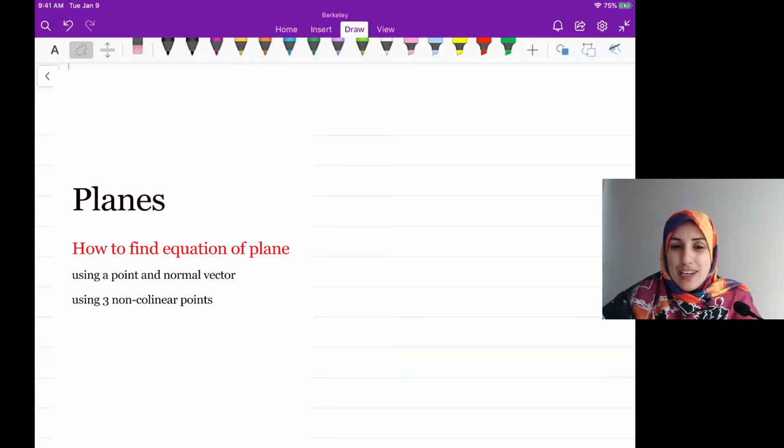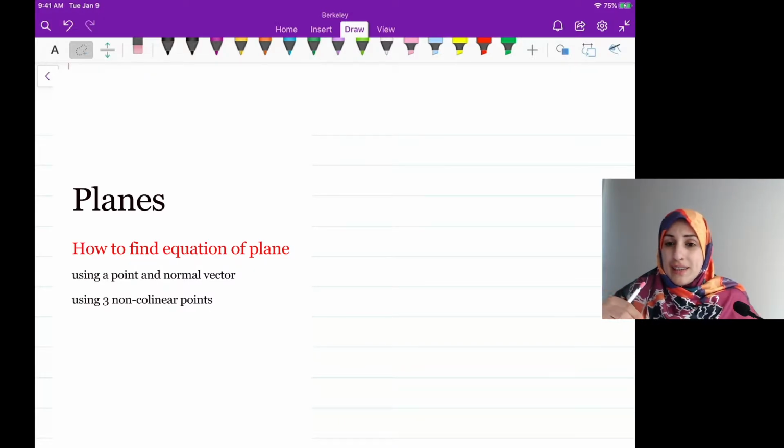This is part of the lecture for multivariable calculus, and we are going to talk about planes. How to find equations of planes when we have a point and the normal vector, meaning a vector perpendicular to the plane, and writing the equation of the plane using three non-collinear points on the plane.